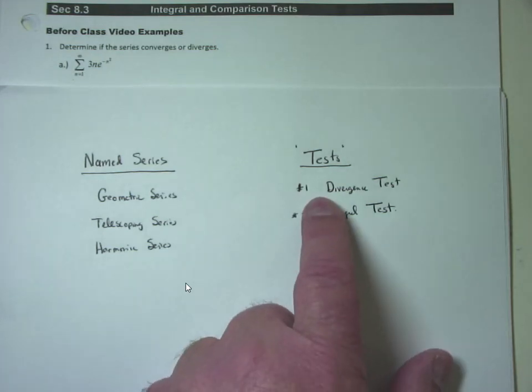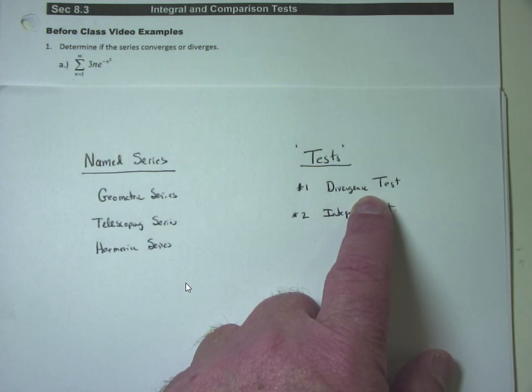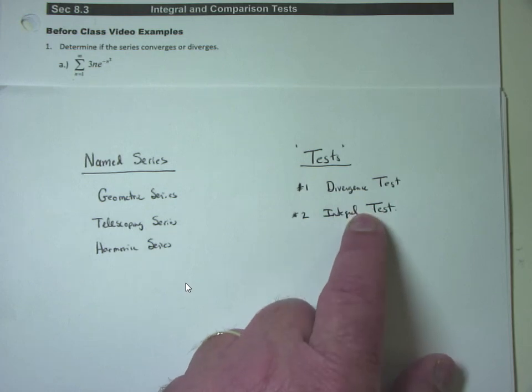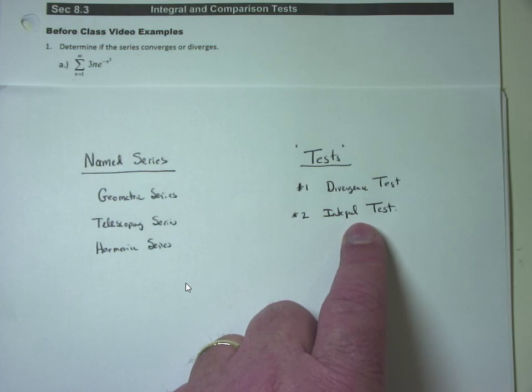The first one was called the divergence test, which pretty much said if I've got a series and I notice that the limit, as n approaches infinity, of the sequence part of that series does not give me 0, then the series is going to diverge. Okay? It doesn't say anything about what happens when the limit does go to 0. We've got lots more tests coming down the road. The next one, which I just introduced last time, was the integral test, and we'll talk more about that one today.